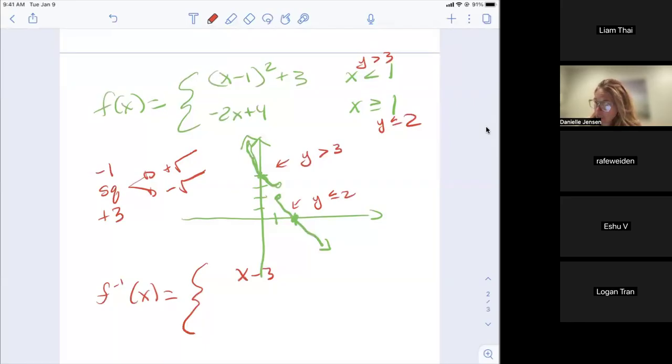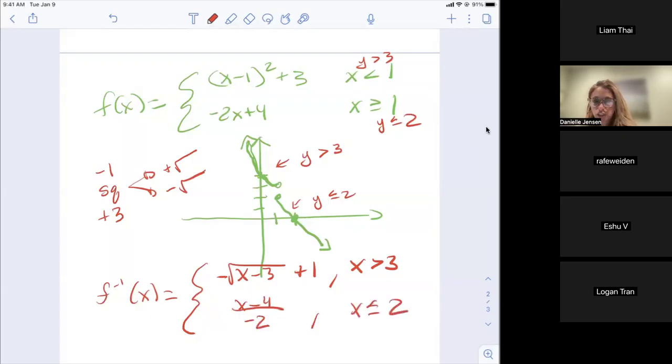Negative. Yes. So that's what we're drilling into our heads: the opposite of squaring something is square rooting, and you have to decide either positive or negative, and then add 1. And then the restriction is the range of the original piece. So it'd be for x greater than 3. And then the opposite of the other one's a little easier. So I'm going to subtract 4 and divide by -2, and x less than or equal to 2, the range of the original piece.